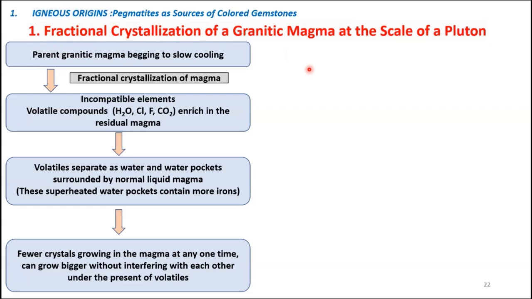For example, I mentioned emerald. Usually only a very trace amount of beryllium is available in the earth's crust, but fractional crystallization provides a suitable platform for the enrichment of beryllium. So what is fractional crystallization?